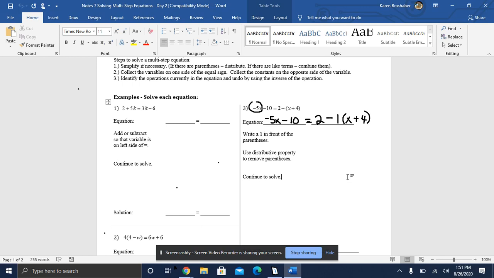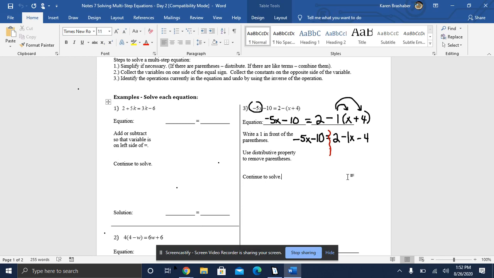So we have negative 5x minus 10 equals, and then we have the 2, and I'm going to now get rid of or distribute and remove the parentheses. So negative 1 times x would be negative 1x, and negative 1 times 4 is negative 4. And I'll draw in the separator so that you can see that we have the left side and the right side of the equal sign.